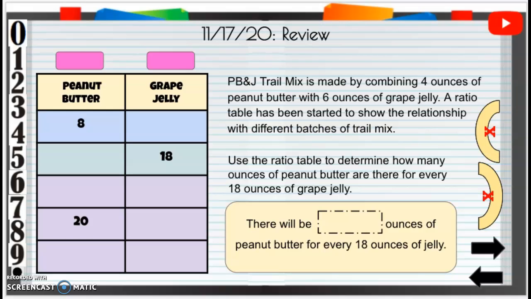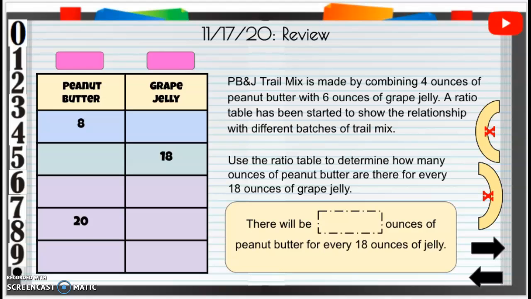November 17th, 2020 review. All right, so peanut butter and jelly trail mix is made by combining 4 ounces of peanut butter with 6 ounces of grape jelly. A ratio table has been started to show the relationship with different batches of trail mix. Use the ratio table to determine how many ounces of peanut butter are there for every 18 ounces of grape jelly.